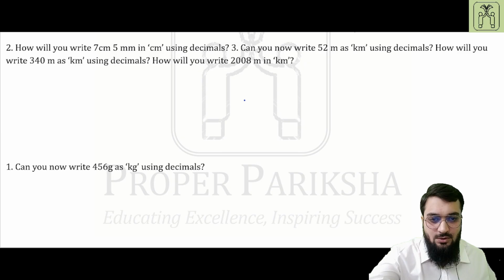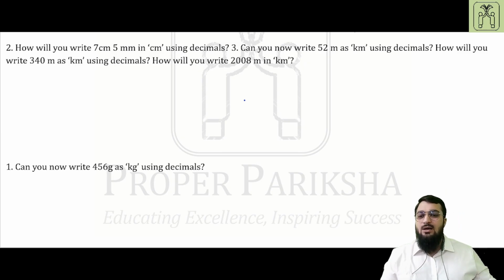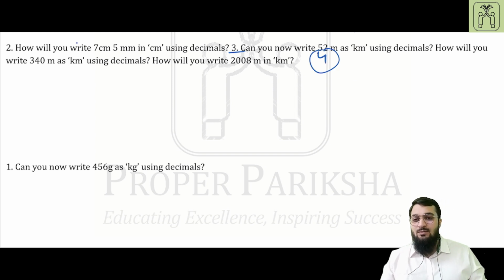Yes, it is on. Okay, coming back, write 7 centimeter 5 millimeter in centimeter using decimals. And this is another question. Can you write 52 meter as kilometer? How will you write 340 meter as kilometer? How will you write 2000? Therefore, there are 4 questions over here. Okay, we will solve part A first.